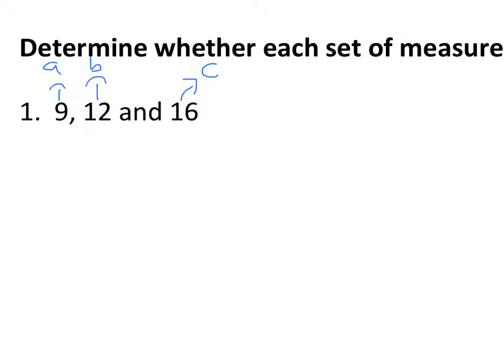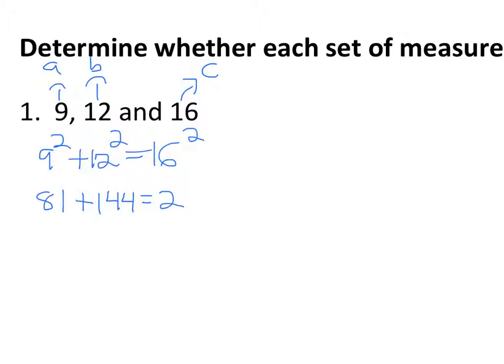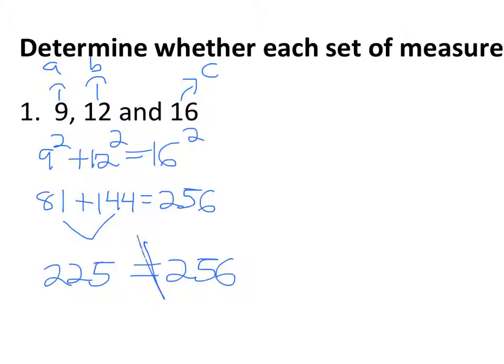So we're going to take the 9, 12, and 16 and just plug it into Pythagorean's theorem. So we're going to plug it into a squared plus b squared equals c squared. So it's going to be 9 squared plus 12 squared, and we want to see if it equals 16 squared. All right, so 9 squared is 81. 12 squared is 144, and 16 squared is 256. And then when we add the 81 and the 144, it gives us 225. Now you can see this doesn't equal 256. Let's put a slash through it.